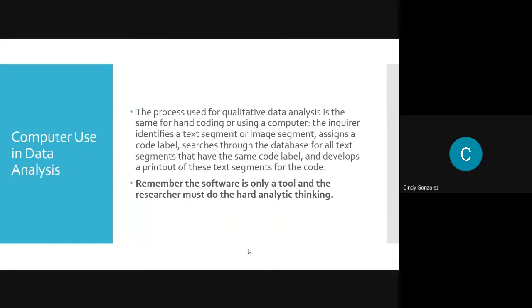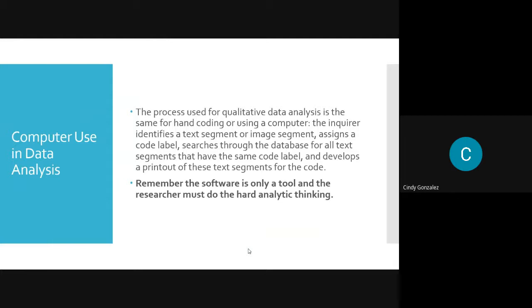Computer use in data analysis can be very, very helpful. The process used for qualitative data analysis is the same for hand coding or using a computer. The inquirer identifies a text segment or an image segment, assigns a code label, searches through the database for all text segments that have the same code label, and develops a printout of these text segments for the code. Remember, the software is only a tool, and the researcher must do all the hard analytical thinking.